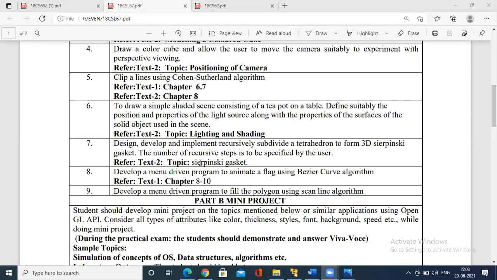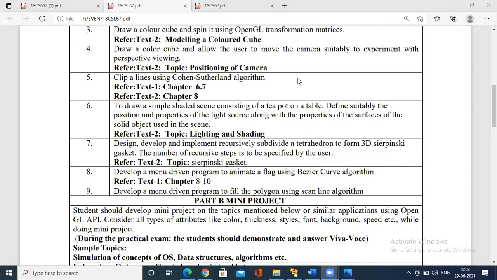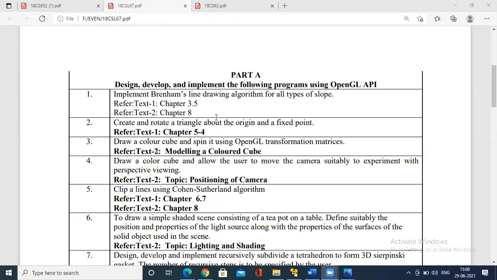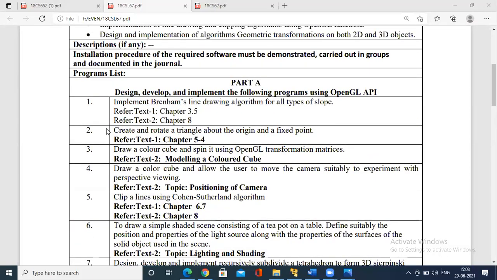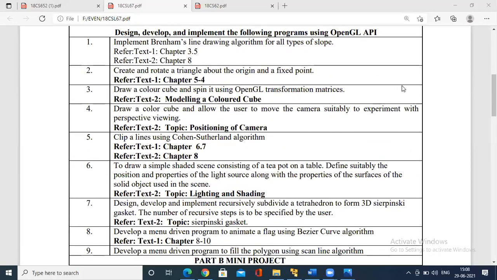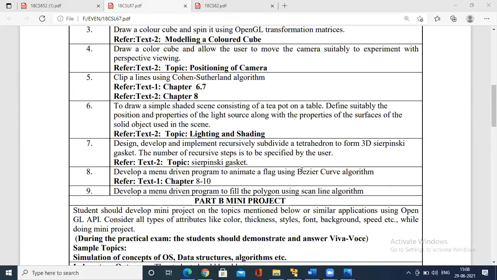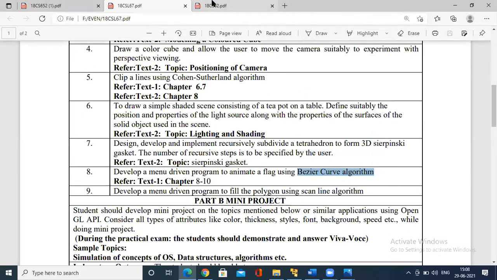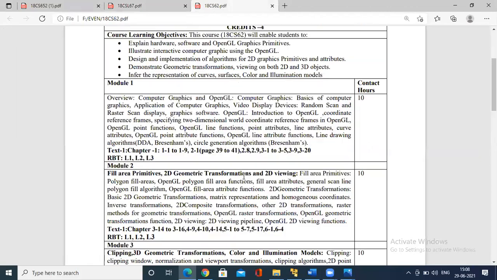So let me start today's session, and it would be the last program of our curriculum, that is in part A. We have 8 programs. Last week we saw a program on teapot, and today we will see a program on Bezier curve algorithm. In fact, Bezier curve algorithm comes into module 5.